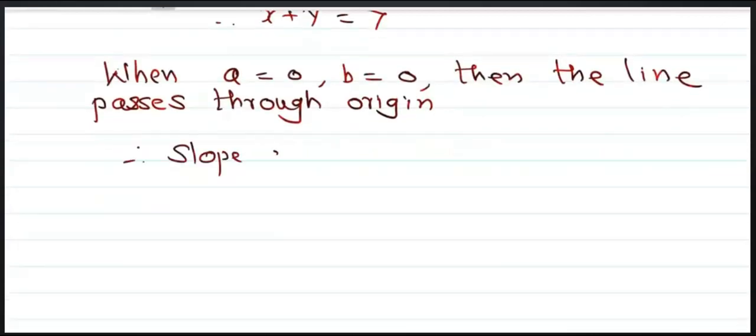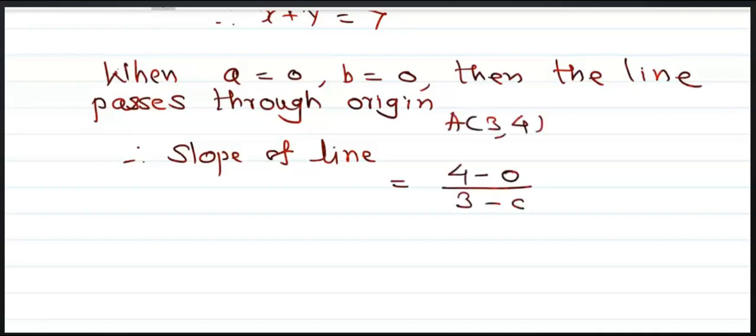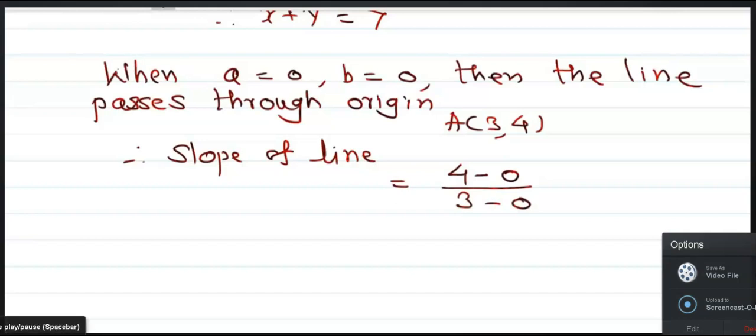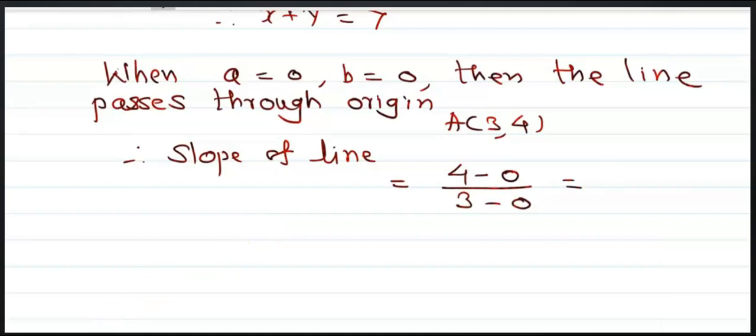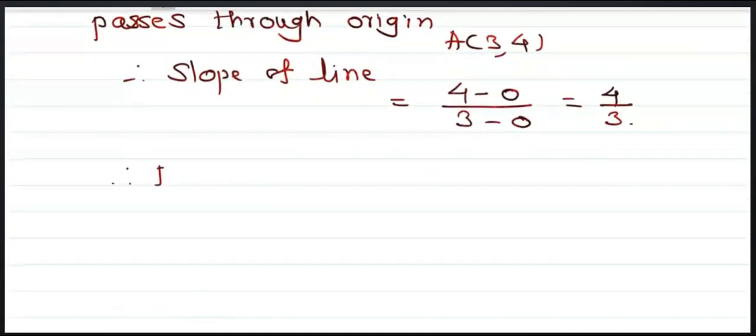Therefore, the line passes through 3 and 4 and the origin. Now, we'll find the slope of the line. That is 4 minus 0 upon 3 minus 0. This is the slope. Therefore, the slope of the line is 4 upon 3.